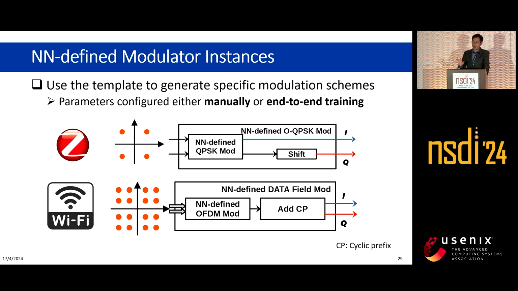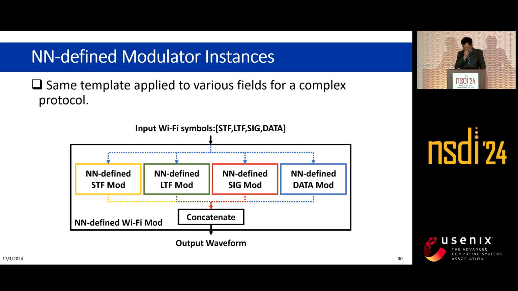That means we can grab the symbols and the signals from ZigBee and Wi-Fi. They are all defined in the specification. We feed them into the template neural network for training. The training result is the parameters we need to configure. And we can also apply this to a more complex case. For example, in Wi-Fi, within a frame, it might adopt multiple modulation schemes. We can separate them into multiple segments, train each segment separately, and concatenate the output.